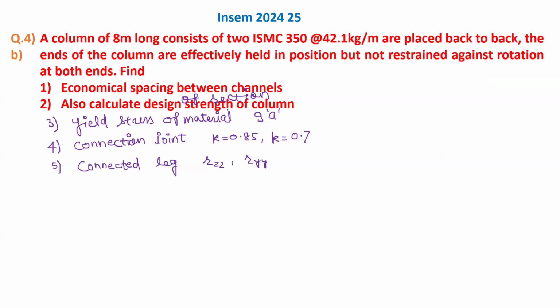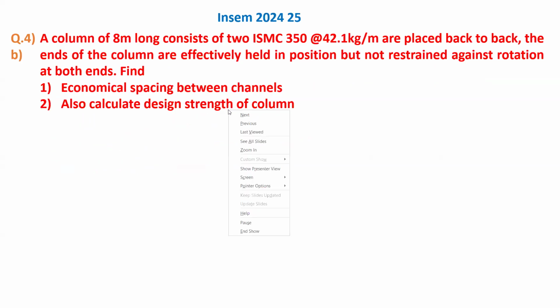Now we have second question, that is a column of 8 meter long consists of two ISMC 350 at 42.1 kg per meter placed back to back. Now these are effectively held in position, but not restrained against rotation. So we have to find economical spacing between channels and design strength. So we will first go to what are the properties of this section.